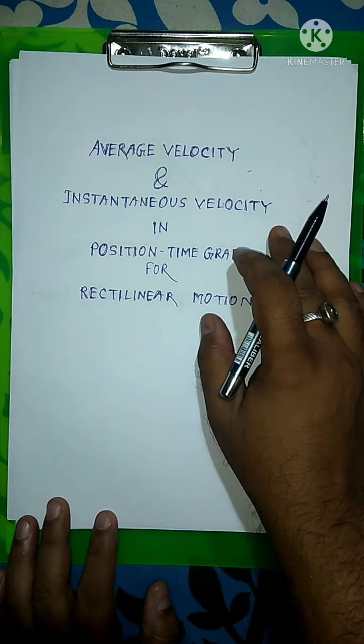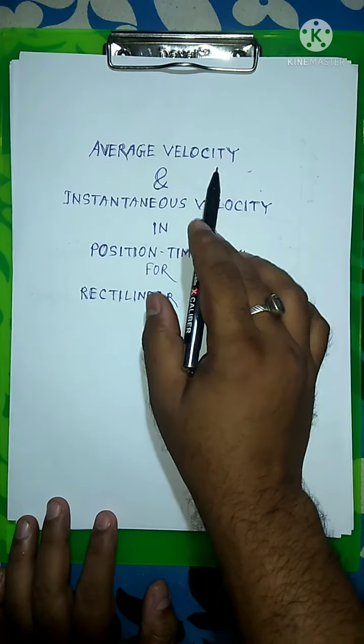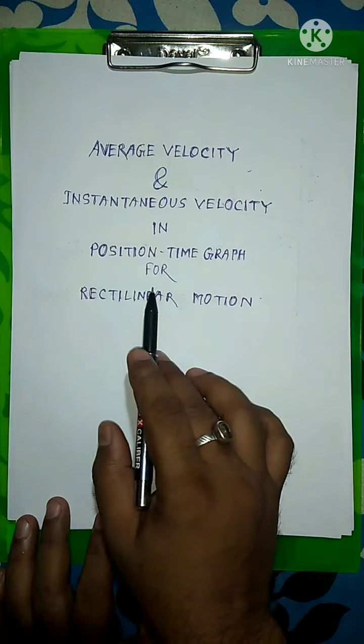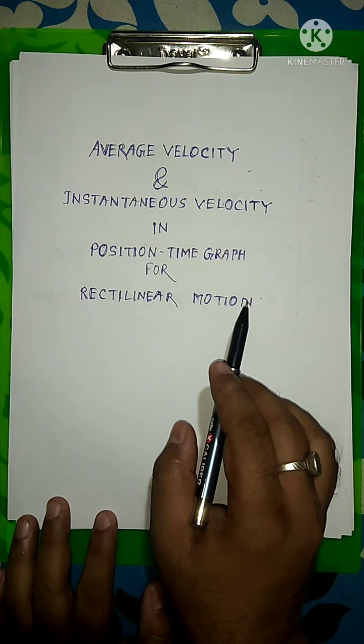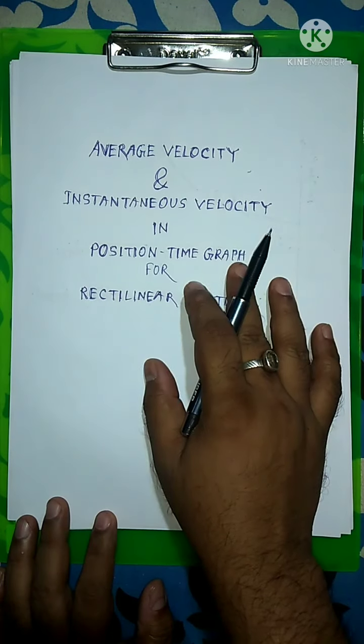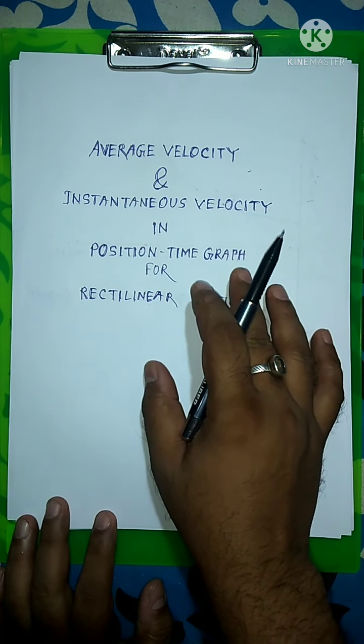I'm Pranasish. I'm back to help you with how to get average velocity and instantaneous velocity in a position-time graph for rectilinear motion. Let us first learn how to find the average velocity of a particle in the position-time graph.